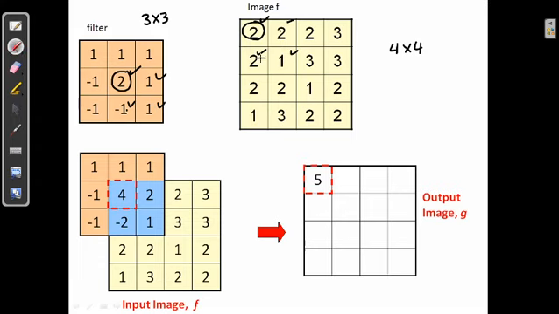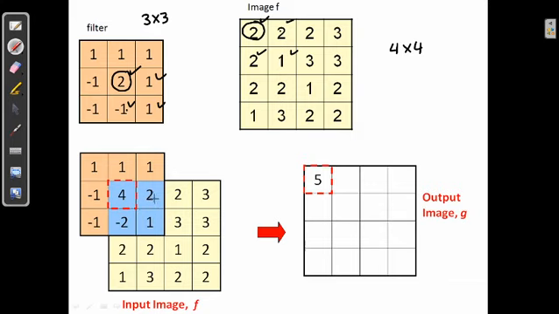Minus 1 is multiplied by 2, so it is minus 2. 1 is multiplied by 1, so the result is 1. So we have multiplied the filter pixels with the image wherever the filter is covering a particular area of the image. So after multiplying, you get this as the result.